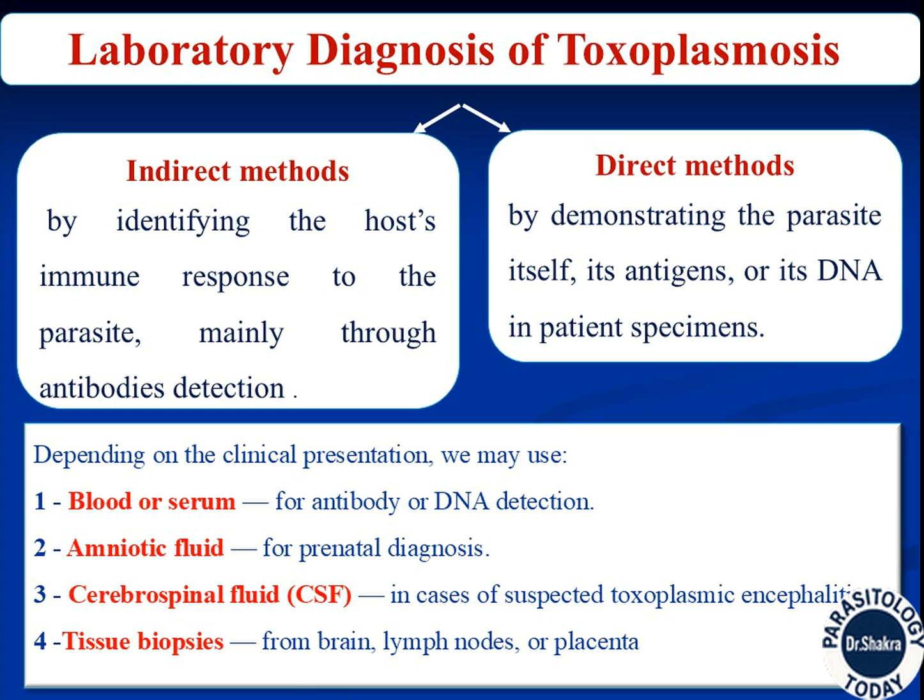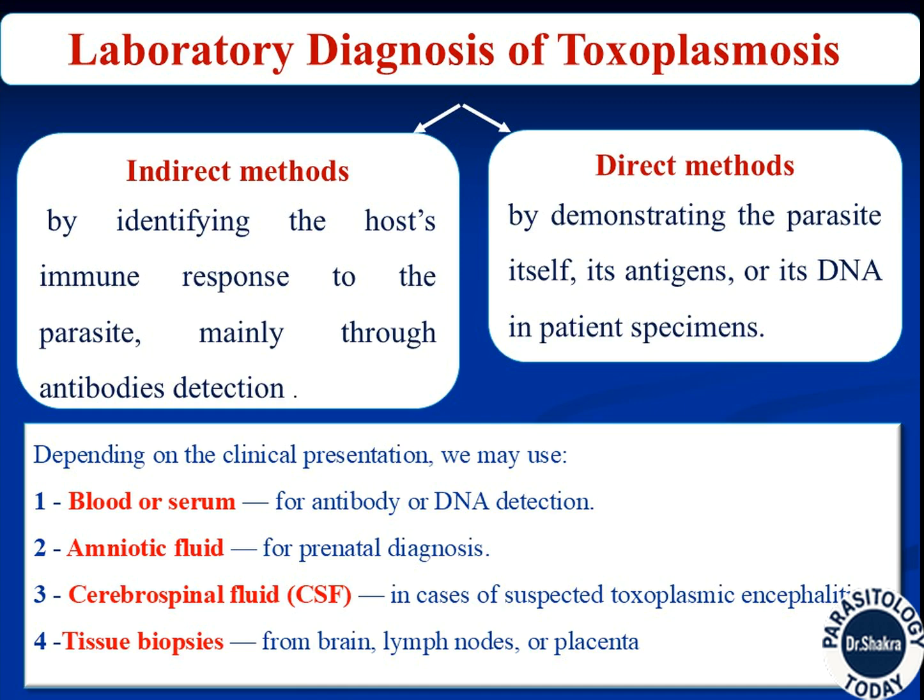In immunocompetent individuals, where antibody production is intact, we rely primarily on serological tests. In immunocompromised or fetal infections, where the immune response may be weak or absent, we turn to direct methods, such as PCR, microscopy, or histology.